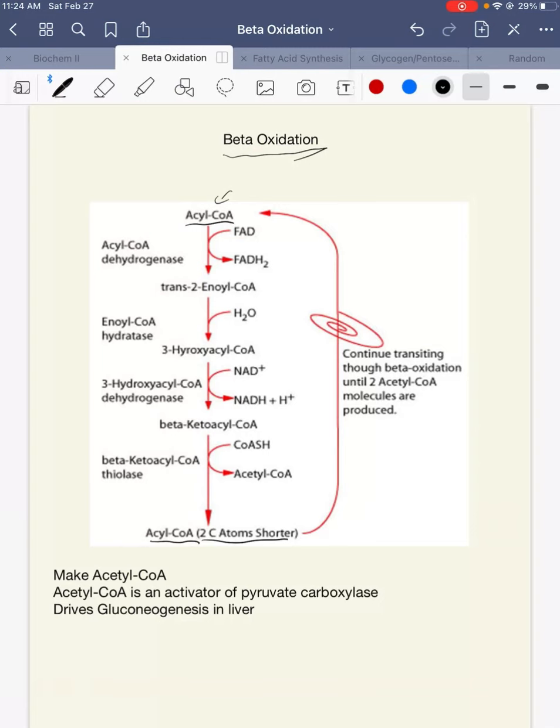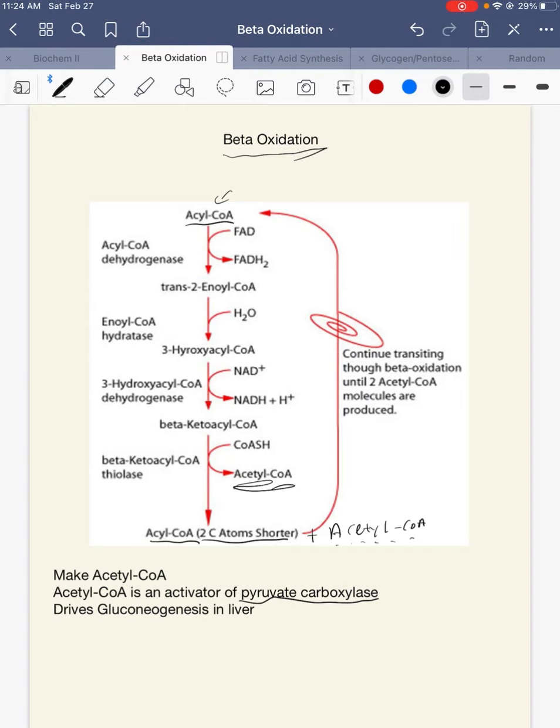Okay, so something to remember. We make the acyl-CoA that's 2 carbons shorter, and we also make our acetyl-CoA, which is right here. So this acetyl-CoA is important because it is an activator of pyruvate carboxylase. So this is in gluconeogenesis. So usually when we break down fatty acids by beta-oxidation, it's because we want to run gluconeogenesis. So this happens in the liver. The liver breaks down fatty acids because it wants to run gluconeogenesis to increase blood glucose levels.